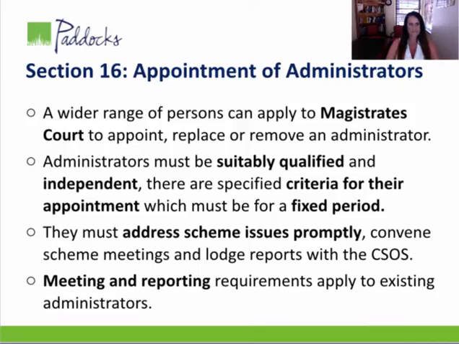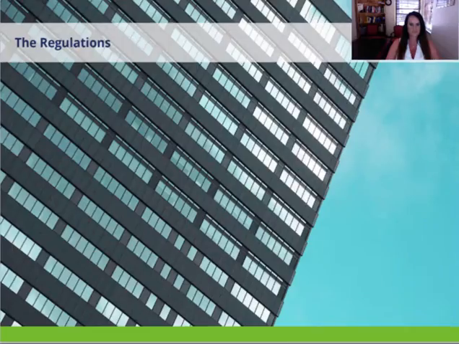Finally, Section 16 deals with the appointment of administrators. A wider range of persons can apply to a magistrate's court to appoint, replace or remove an administrator. Administrators must be suitably qualified and independent. There are specified criteria for their appointment, which must be for a fixed period of time, and they must address scheme issues promptly, convene scheme meetings, and lodge reports with the CSOS. Meeting and reporting requirements apply to existing administrators too.